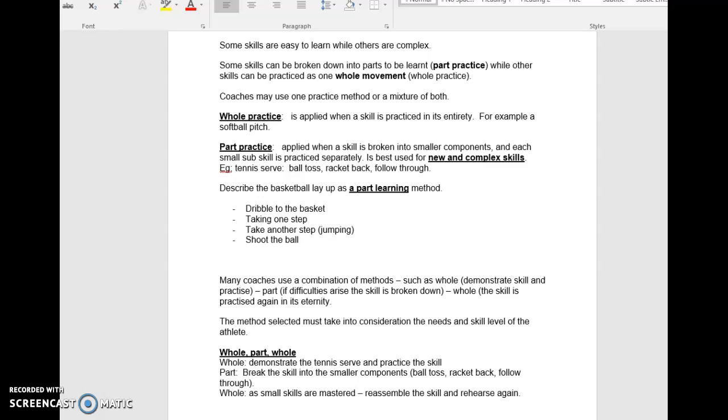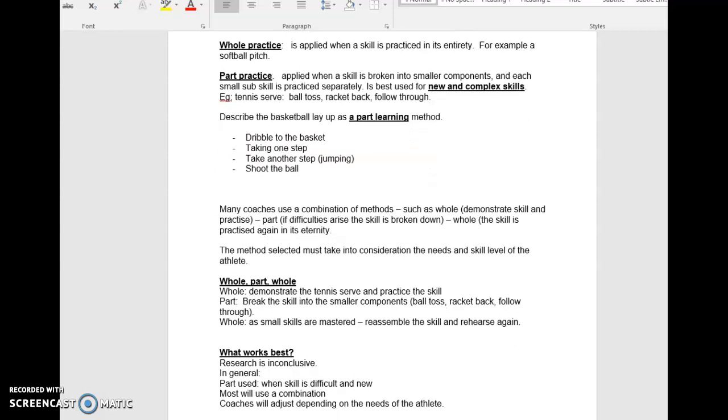Then the coach would send them off and they practice the individual skills, the dribbling, the steps, and then the shooting. And then the coach brings it back once they believe the athlete has gained the knowledge and is able to perform the skill, and they practice it in its entirety, which is called the whole-part-whole method.